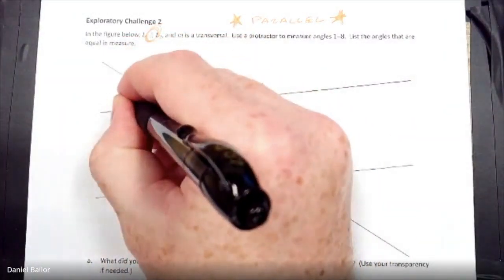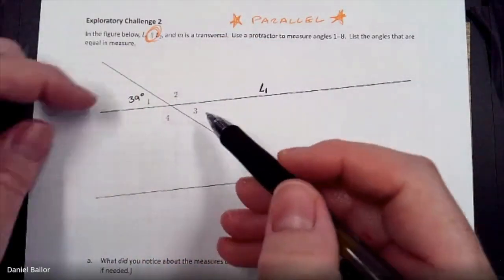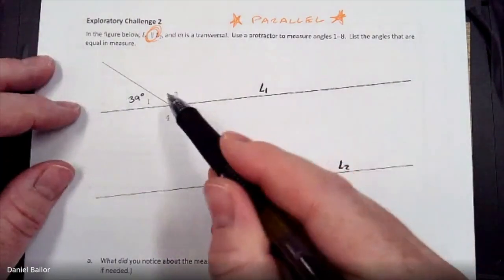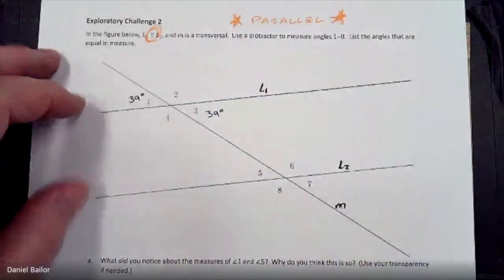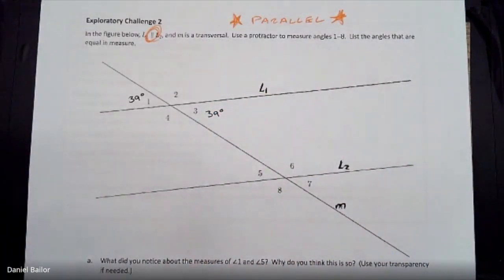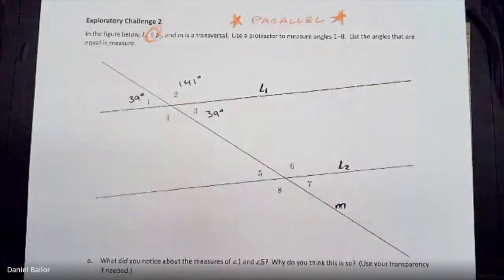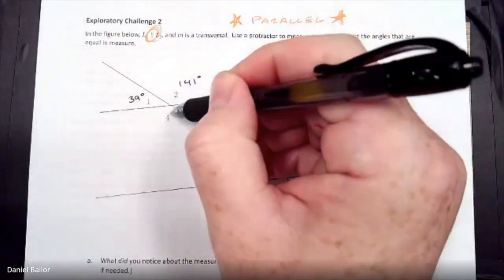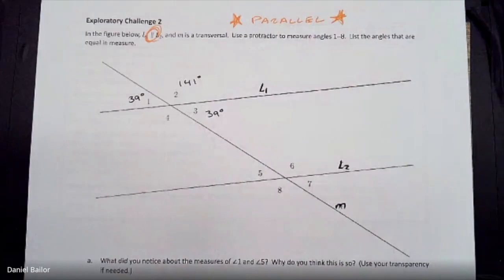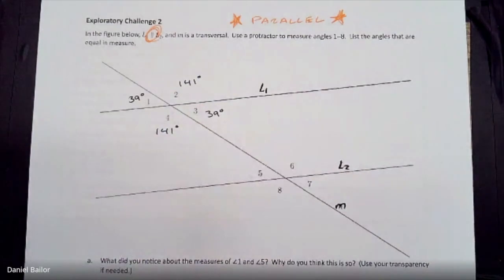Angle 1 is 39 degrees. And you know from page 127 that angle 1 and angle 3 are pointing at each other. So you should know angle 3 is also 39 degrees. Well, I'm going to tell you angle 2 is 141 degrees, which you should already, if you're paying attention, know angle 4. Because angle 2 and angle 4 are pointing at each other. They are vertical angles, so angle 4 is also 141 degrees.